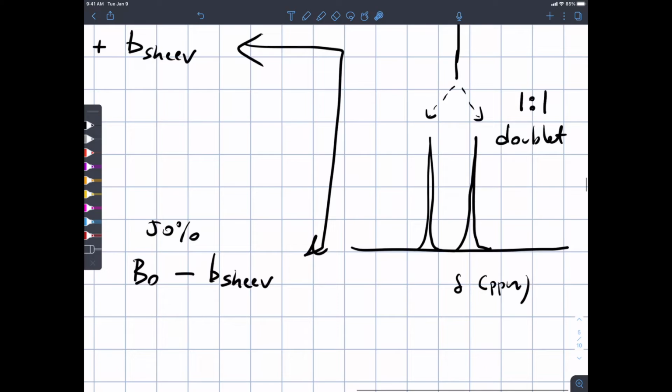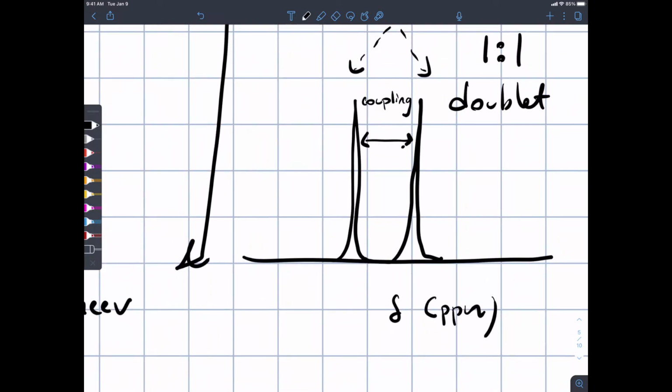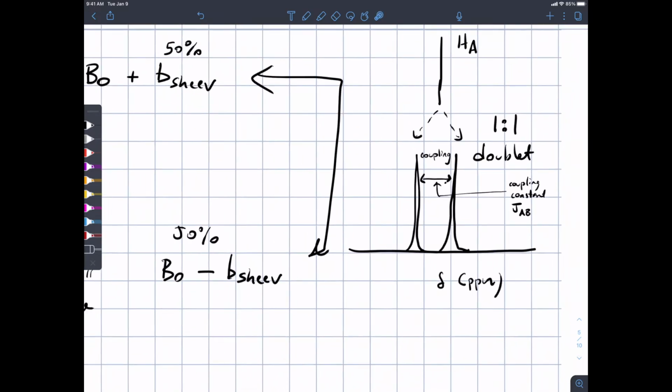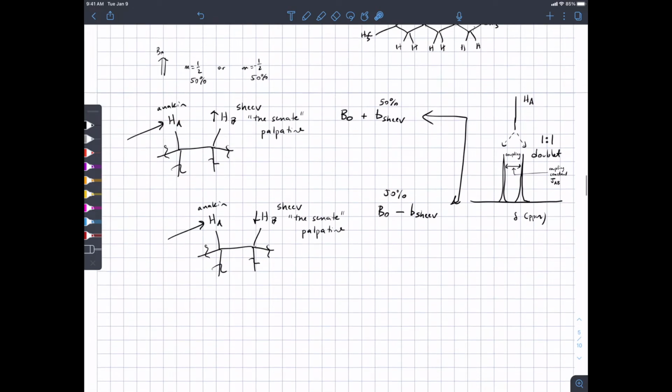The extent of the splitting between those two peaks is called coupling, and you can measure that in frequency units of hertz, and that distance between the two peaks is called a coupling constant. It's called J coupling for whatever reason, and it's the coupling constant between protons A and B.